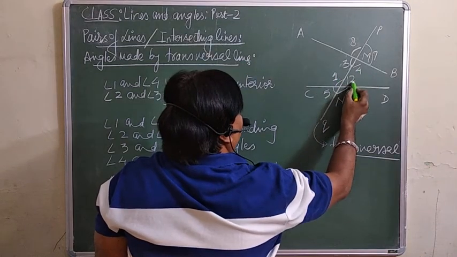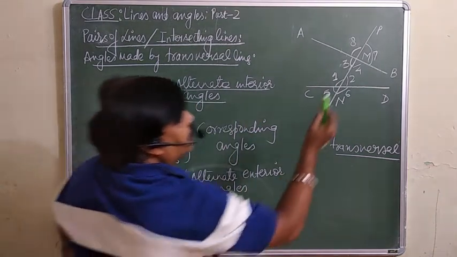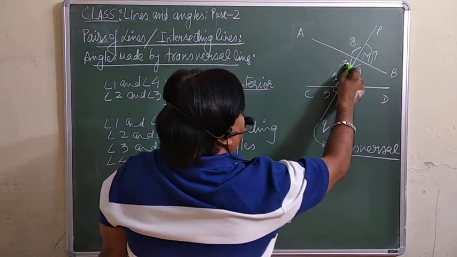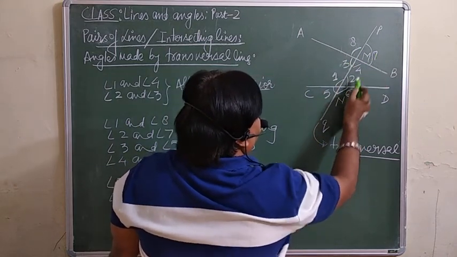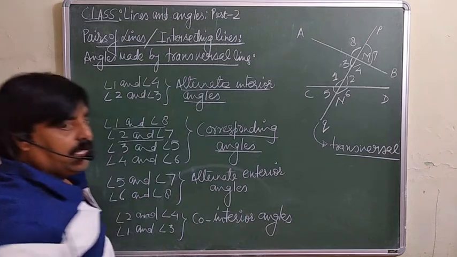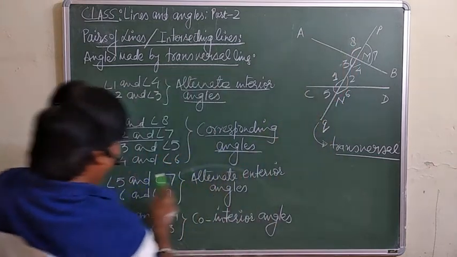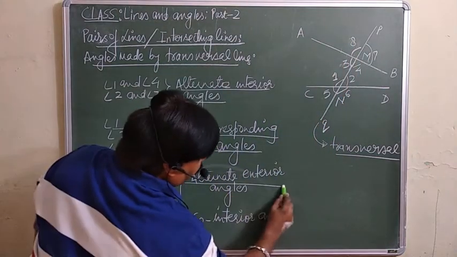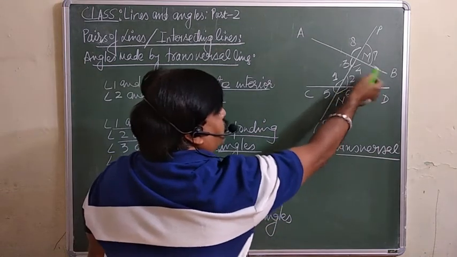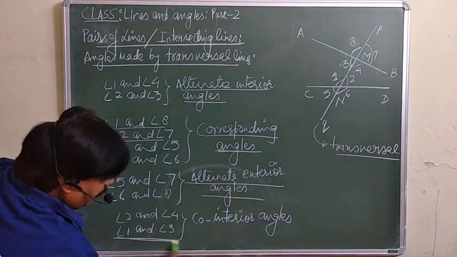Angle 1 and 4, 2 and 3, they are known as alternate interior angles. Similarly, angle 1 and 8, 5 and 3, 2 and 7, 6 and 4 are known as corresponding angles. 5 and 7, 6 and 8 are known as alternate exterior angles. And same side interior, 2 and 4, 1 and 3, are known as co-interior angles.